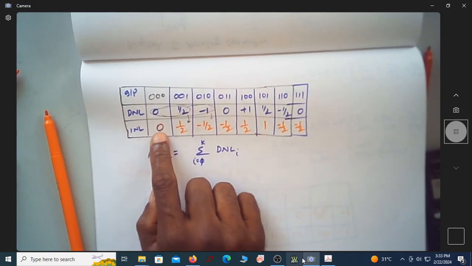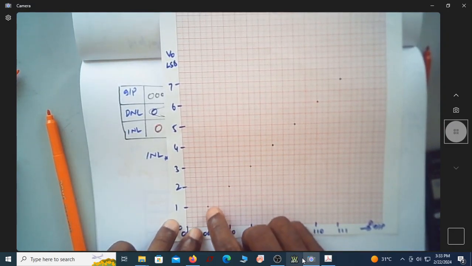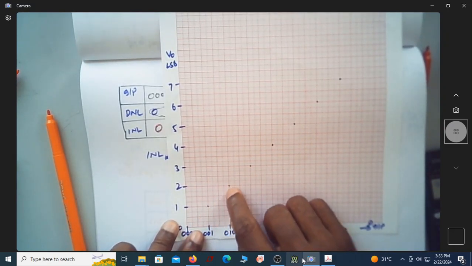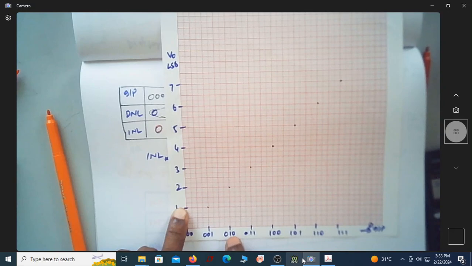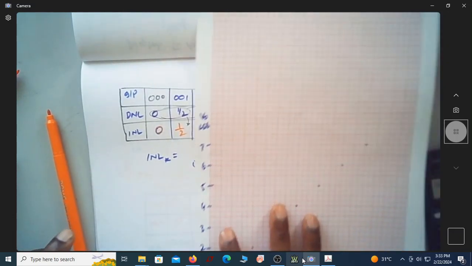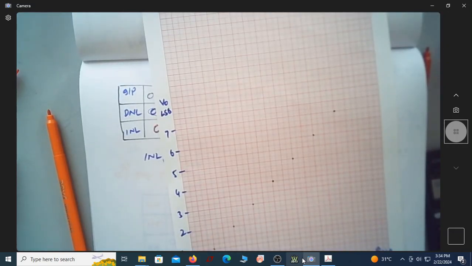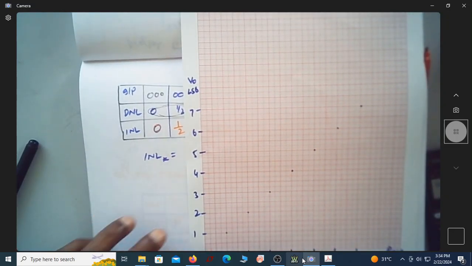Looking at this, we can clearly see how you can plot it on the graph. Suppose you want to plot it on the graph. These are the ideal values. So this is 0 INL and 0 DNL, because when the input is 0 0 0 the output is 0, when it is 0 0 1 it is 1 LSB, when the input is 2, the output is 2 LSB, input is 3, output is 3 LSB. If you want to actually plot the graph, if you want to actually locate where things are, now this is my INL.